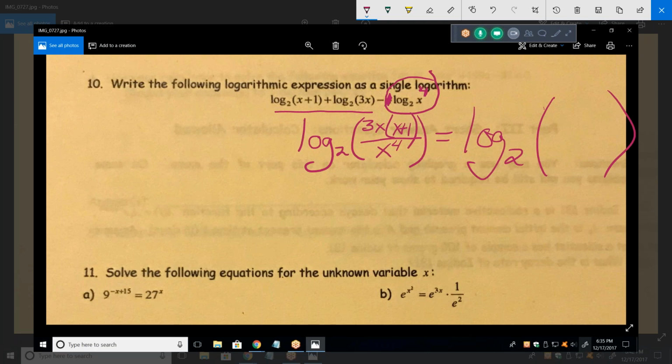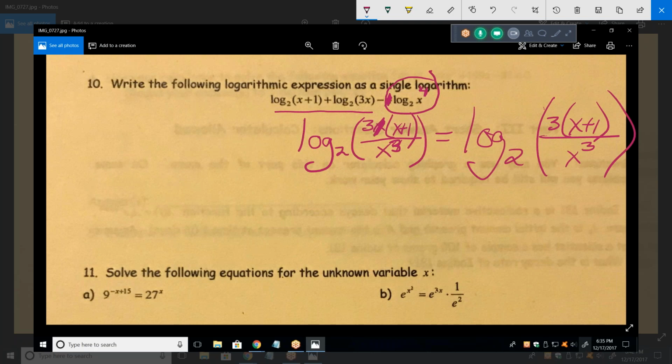But the fact is that I've got an x in the numerator and an x to the fourth in the denominator. What does that change? Well, the x's can cancel out. One of the x's cancels out with one of the denominator exponents. Now I have 3 times x plus 1 in the numerator. No longer have that x, and I only have x to the third in the denominator.